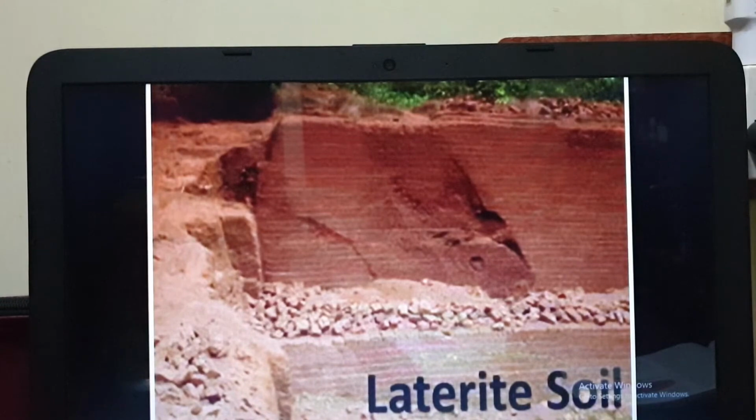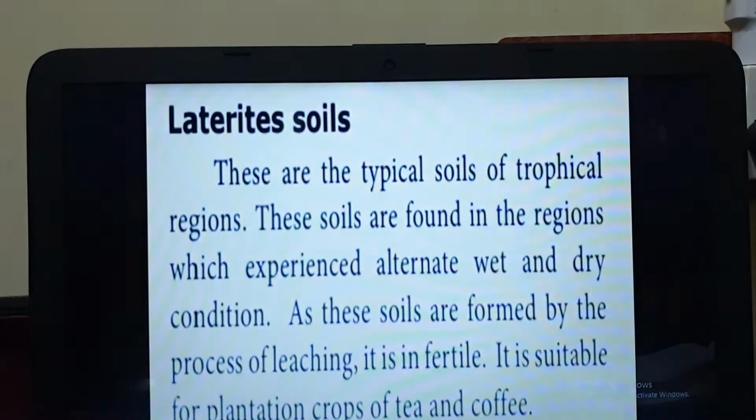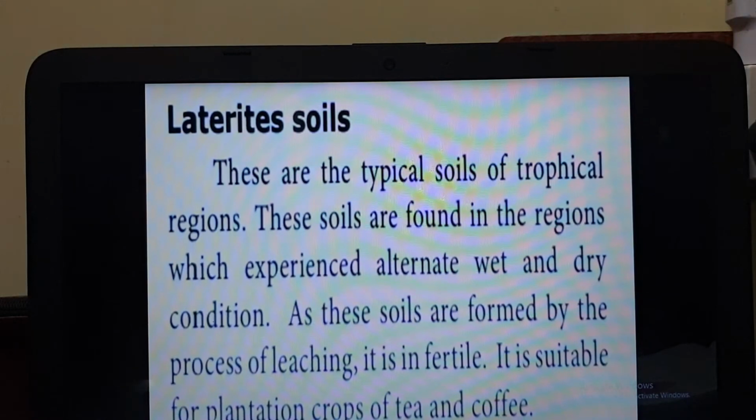Next one is laterite. The fourth one is laterite soil. These are the typical soils of tropical regions. So these kinds of soils will be present in which region? Tropical region. These soils are found in the regions which experience alternate wet and dry conditions. So it has both kinds of conditions. It experiences wet condition also and dry condition also.